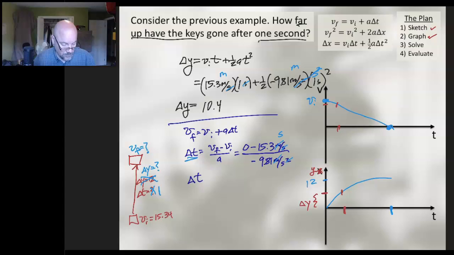15.3. Whoops. Oh, I stumbled right at the beginning. You might be beating me now. Divided by 9.81. 1.56 seconds. There we go. Okay.